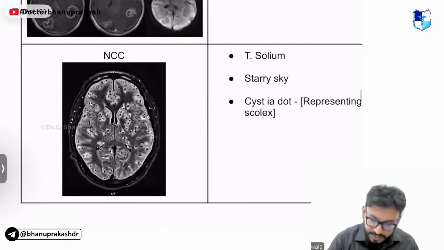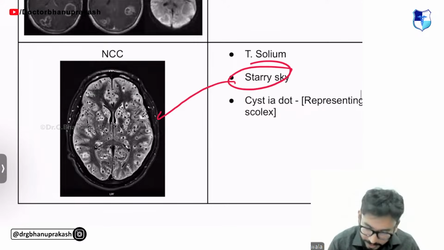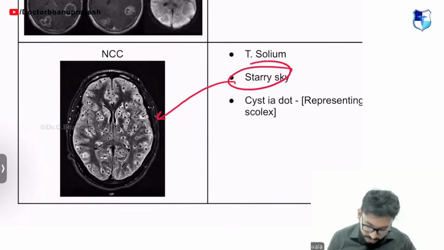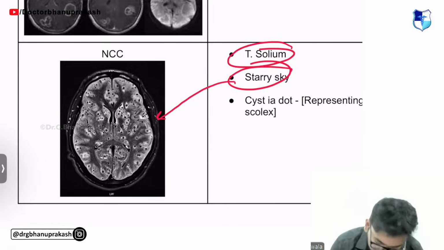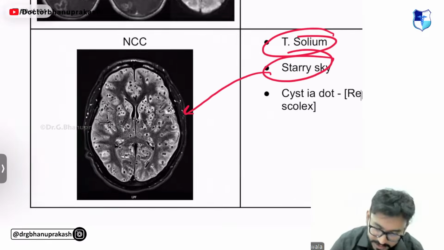Look at this, guys. Starry sky pattern of NCC. Neurocysticercosis, NCC, seen in Taenia solium, not saginata. Taenia solium, remember, not saginata. Look at this starry sky appearance.